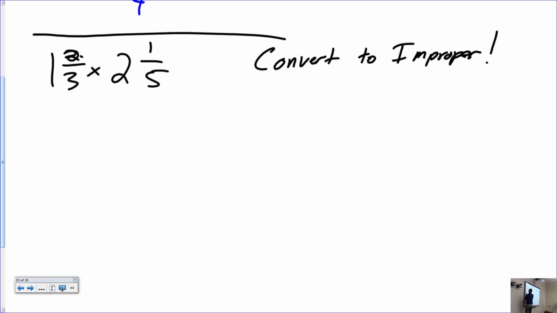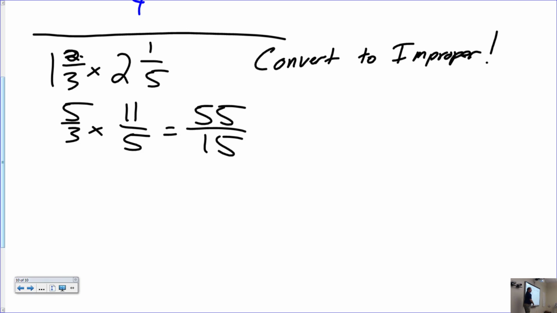So tell me that this is going to be 5/3 times 11/5, and then multiply across. 55 over 15. And what are you going to do with 55 over 15? Reduce. Divide both the numerator and the denominator by 5. What does it turn into? 11/3. And again, then here you would go to the directions and say, should it be improper or mixed? Whichever one, answer accordingly. All right? Please be careful.